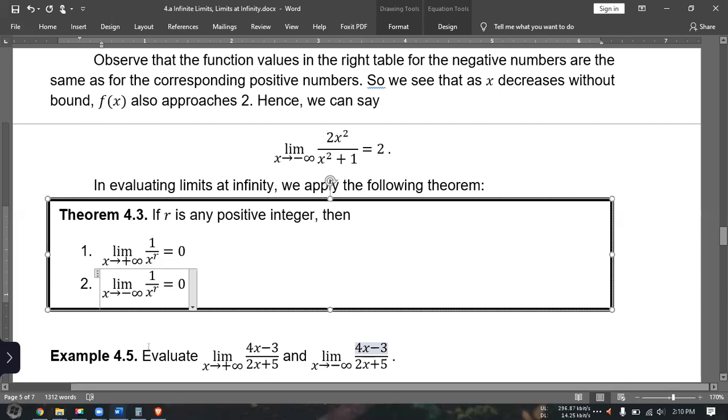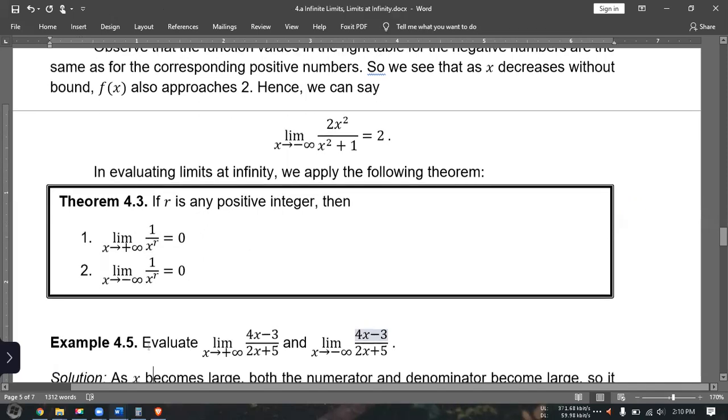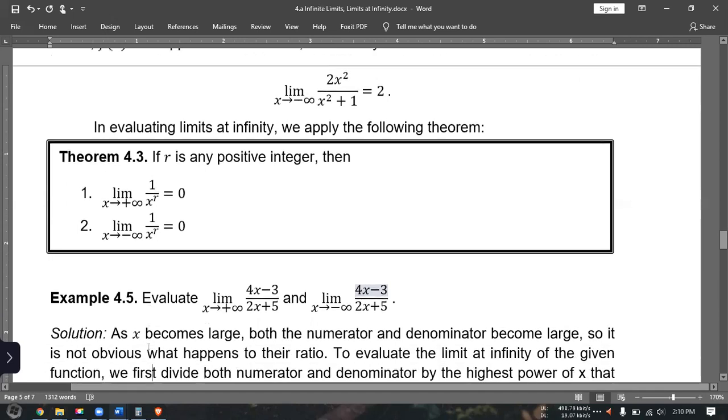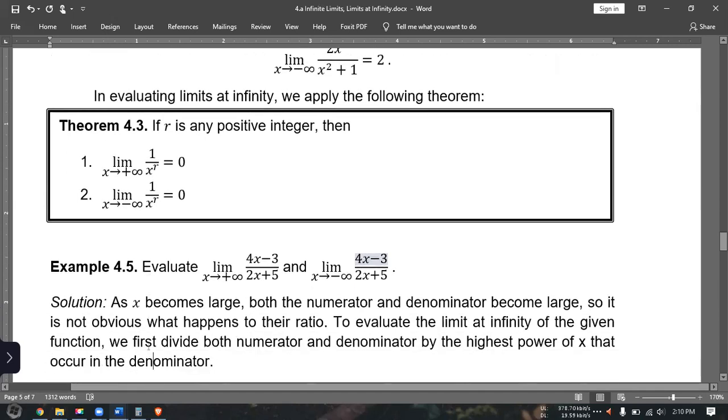Let's try to apply the limit with examples. Example 4.5. But this time, we have another procedure that we need to apply before we get to the specific limit. So what is that procedure? Listen very carefully. We have an added procedure here. Evaluate 4x minus 3 over 2x plus 5 as x approaches positive infinity. And let's also try to find the limit of the same function, but this time as x approaches negative infinity.